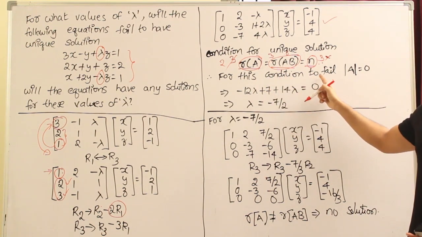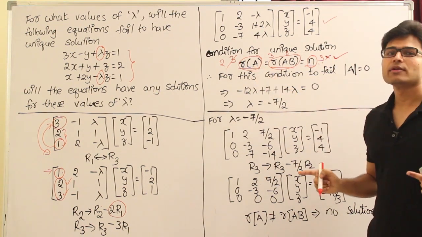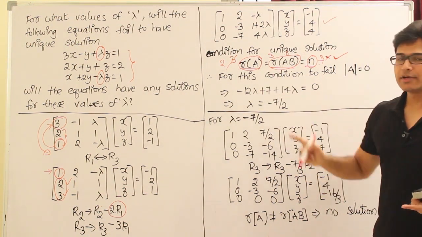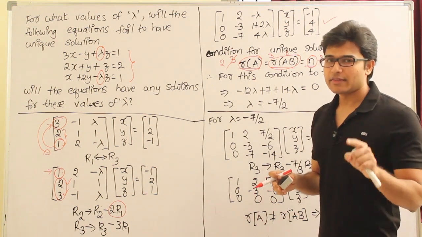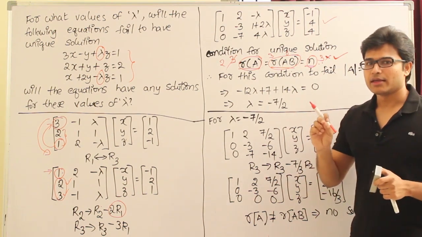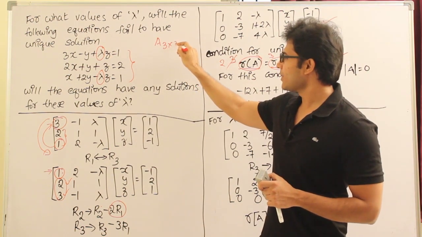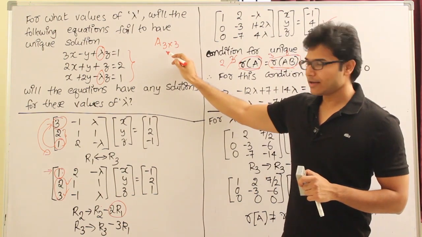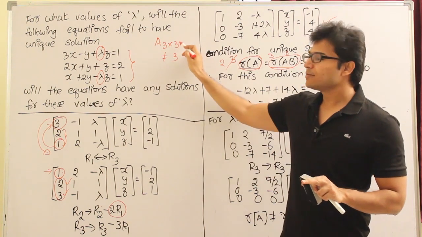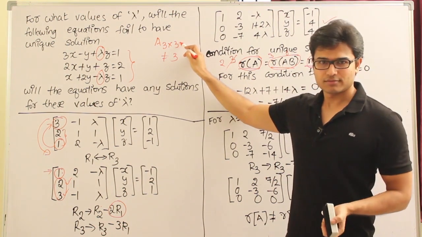Now for this condition to fail, what should happen? Rank of A should not be 3. If rank of A should not be 3, then what do you think about the determinant of A? A is a 3 by 3 matrix. If its rank should not be 3, then the determinant of A should be 0. Try to follow it. A is a 3 by 3 matrix and I want its rank not to be equal to 3. Then every 3 by 3 square submatrix of A should have determinant 0, isn't it?